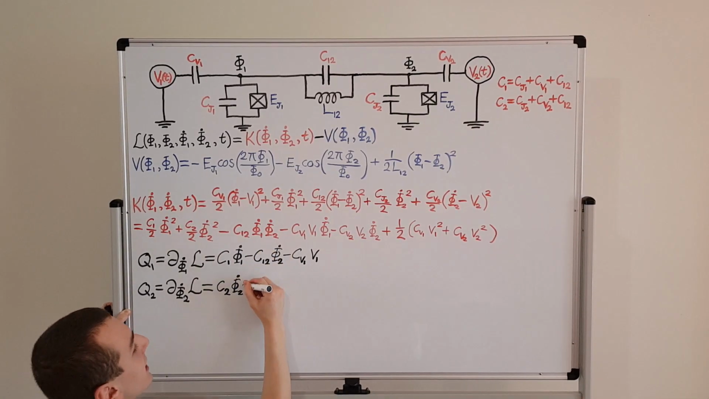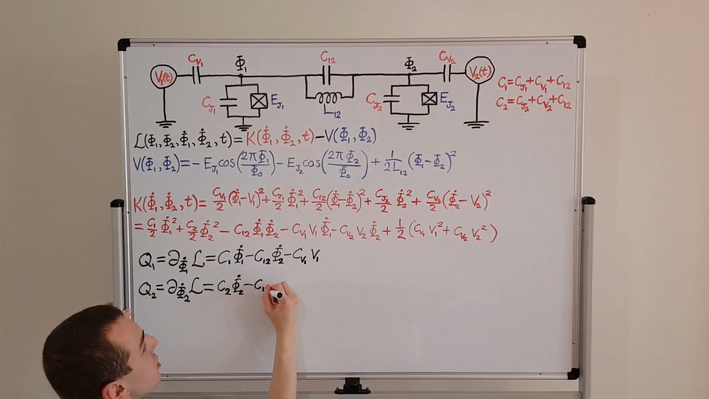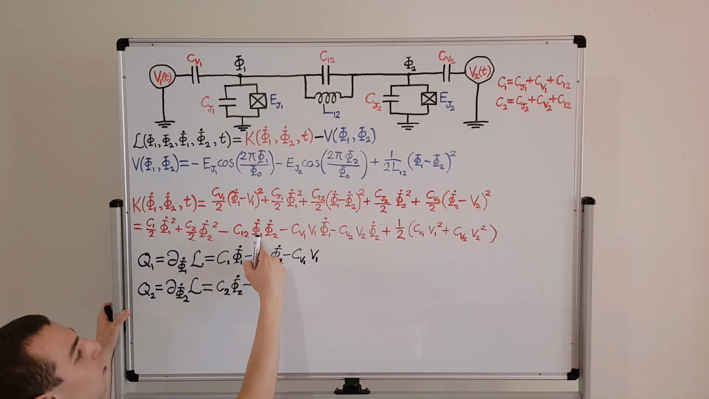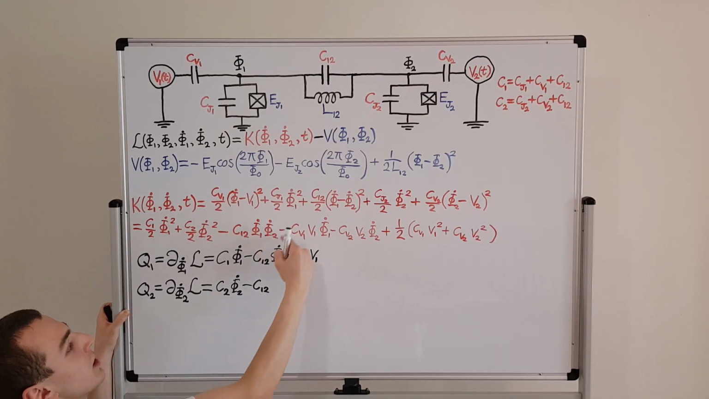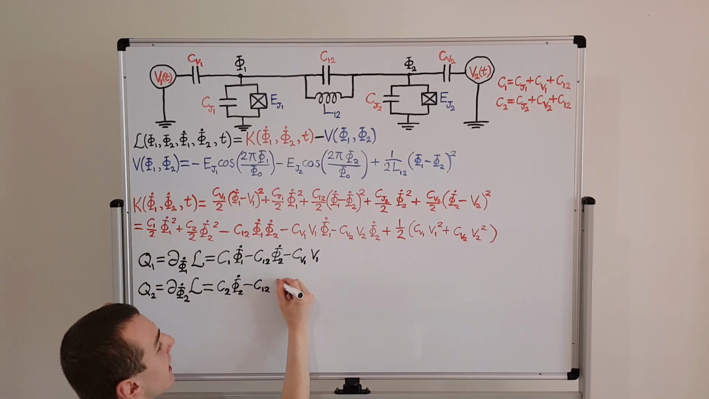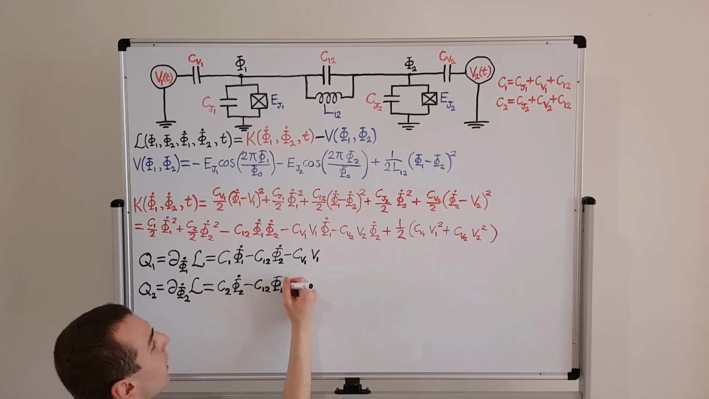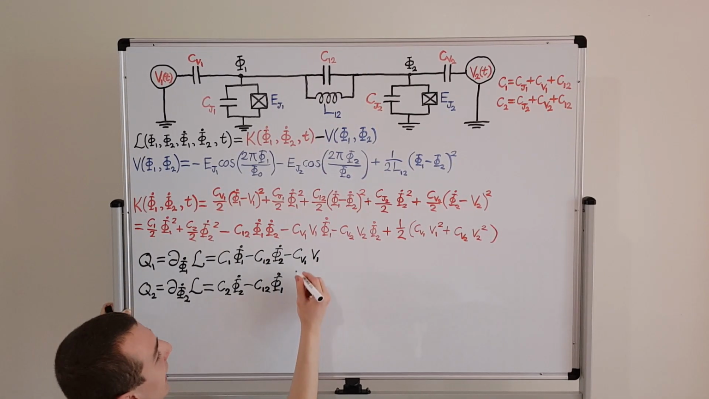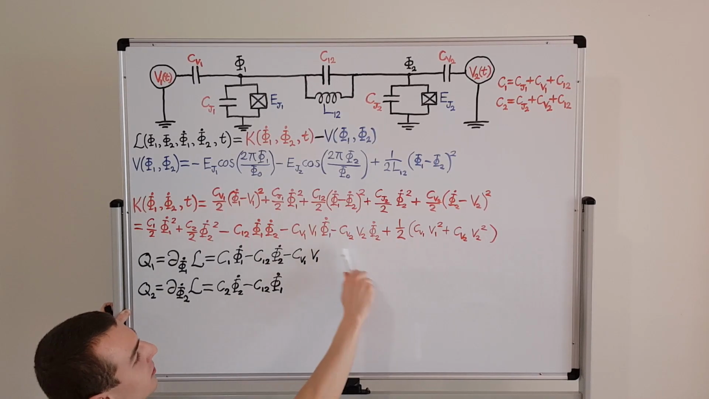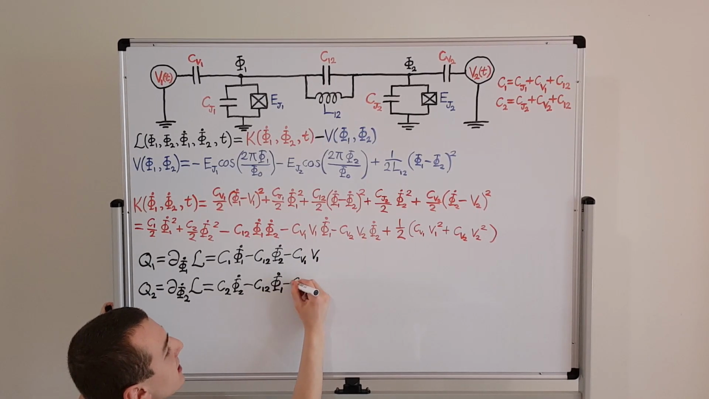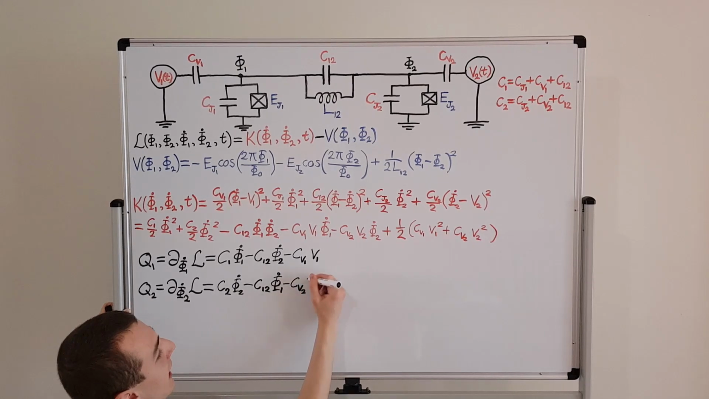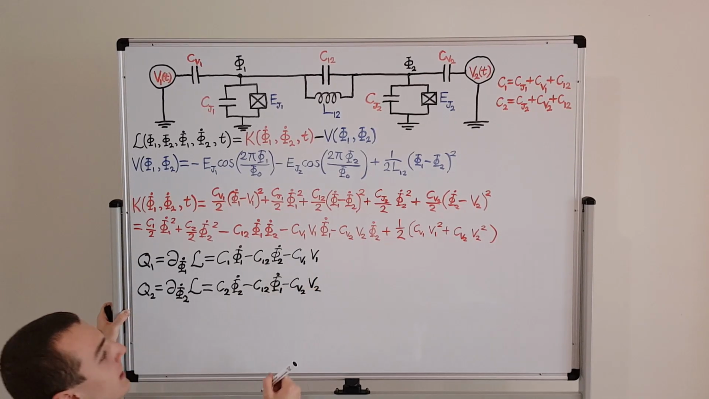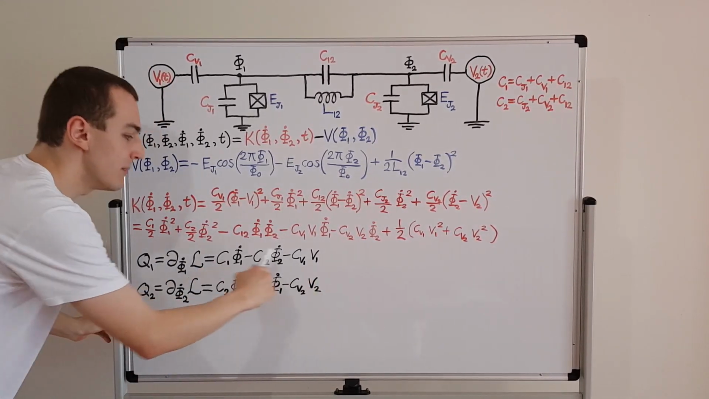This term again gives us minus C12, but now instead of 2 we have 1 because we're differentiating with respect to phi 2 dot. That's going to give us phi 1 dot. And finally, we look at this term over here, and that gives us minus CV2 and then V2. So all these terms have the same units.